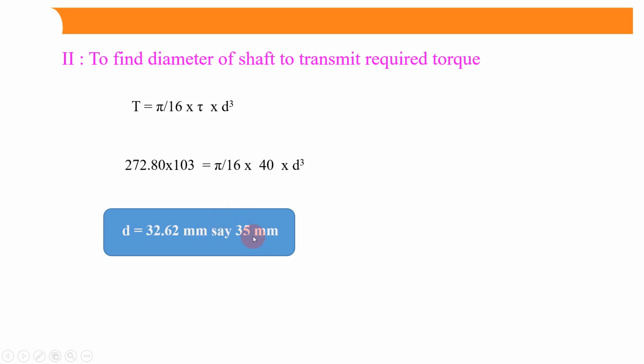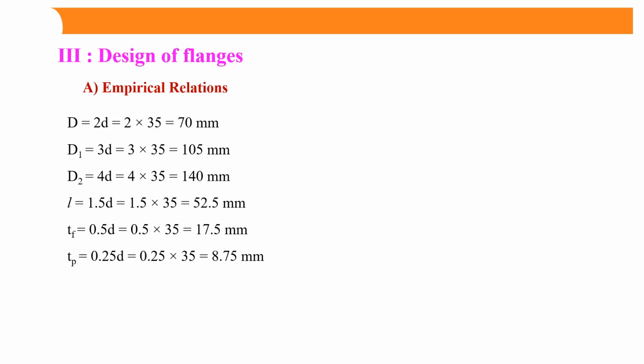So in this way we have completed the torque and diameter step, that is, we have found the torque and the diameter of shaft required to transmit the torque, and it will be 35 mm. Now step number 3 tells us we need to fix some dimensions by using standard empirical relations. So we have calculated the diameter of shaft as 35 mm.